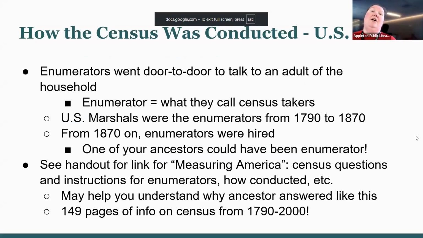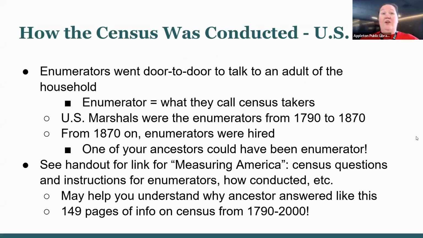So in the United States, somebody called an enumerator, which is what they call the census takers, went door to door and talked to an adult of the household. So from 1790, when the census first started, up until 1870, they had the US Marshals act as the enumerators of the census, and they'd be doing this job to gather all this data that you see on those censuses. Starting in 1870, they decided, hey, we're going to hire enumerators. They're going to be special people that are just employed for this little time period and go do this. And one of your ancestors even could have been somebody who was an enumerator at this time, who would have had that as their occupation for a time period.